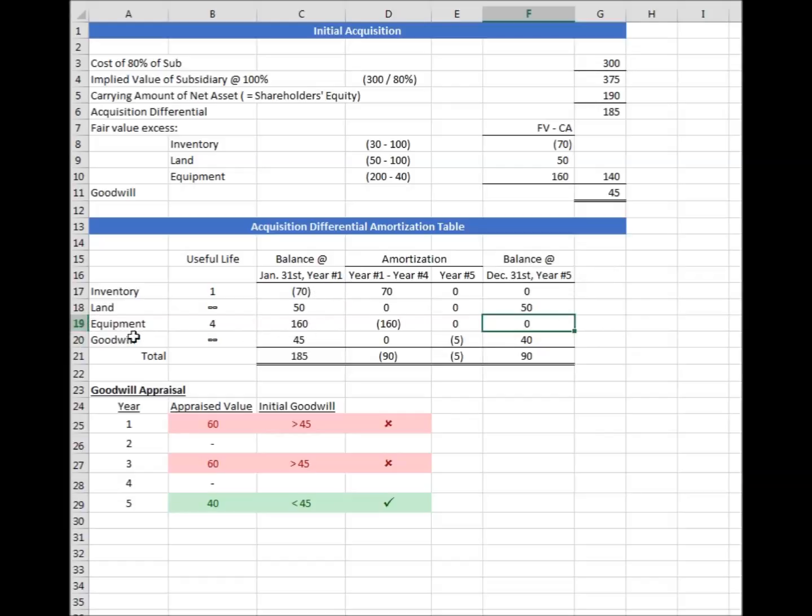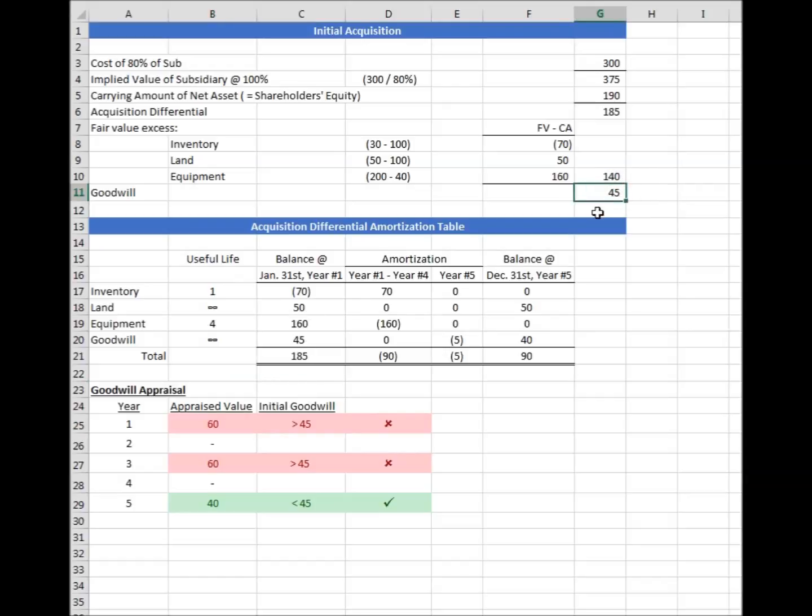And then over here we got goodwill, which technically has an infinite useful life, but it should be impaired, remembering that we impair it downwards and we can't appraise it upwards. So what I've done here is I've made a nice little picture to show what's going on. So we have the appraised values. These were provided in the problem, and it said it's appraised every other year. So we have 60 at the end of year 1, we have 60 at the end of year 3, and then we have a 40 by the end of year 5.